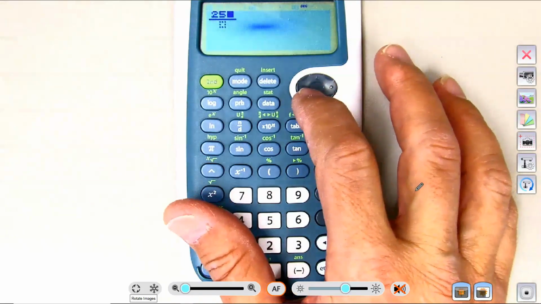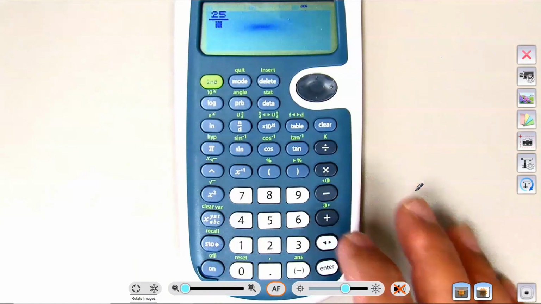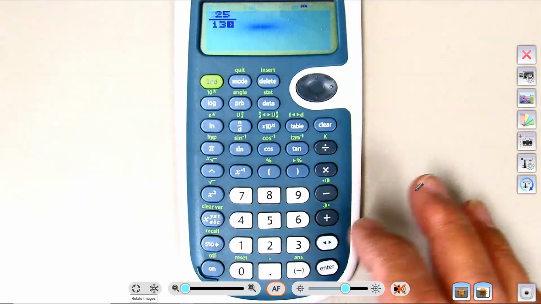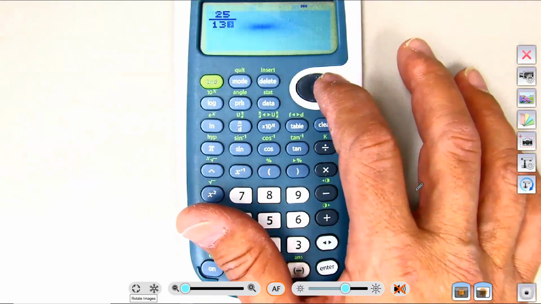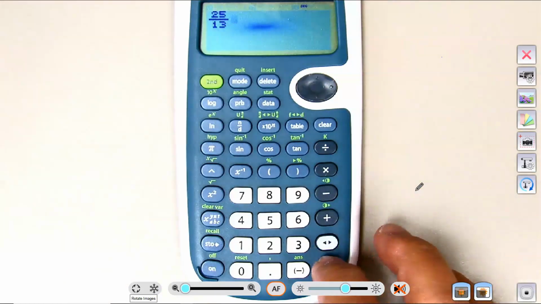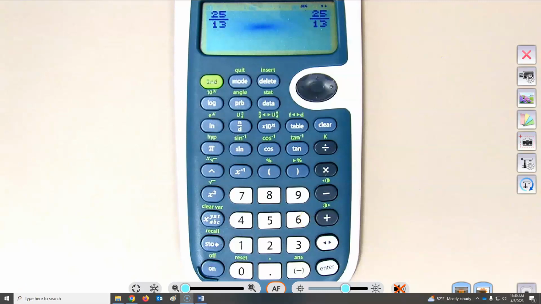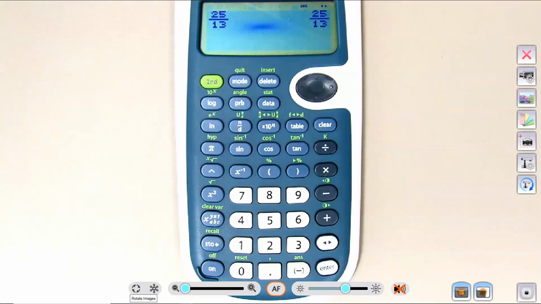Then I use the down arrow key to move to the denominator, and I'm going to enter in 13. And now I'm going to use the right arrow key to move to the right of that fraction. And notice that I've entered the fraction 25/13. So when I hit enter, it simply shows that improper fraction on the display as having been entered. Hopefully, it goes without saying that I would use the same key if I want to enter in a proper fraction.